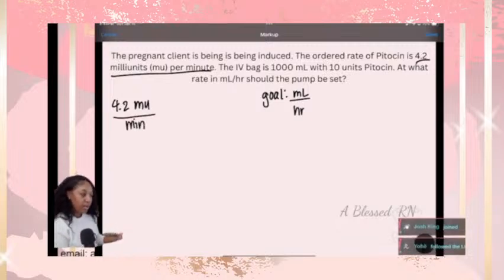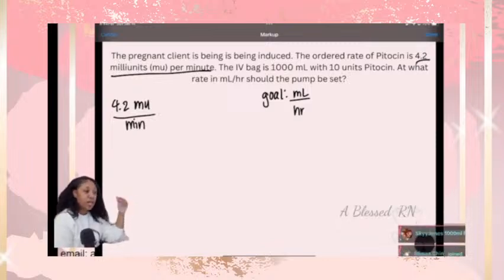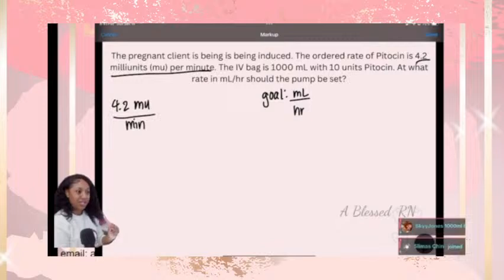I don't want y'all to get confused when it says milliunit. Didn't you just solve some problems with milligrams? The only thing that changed was the base unit of measure. It went from a gram to a unit. The prefix, which is milli, stayed the same, so it is still 1,000. When it changes units like that, you see milliequivalent, milliosmol, milliunit, it's the same thing.